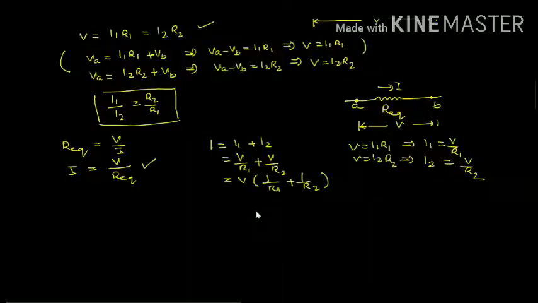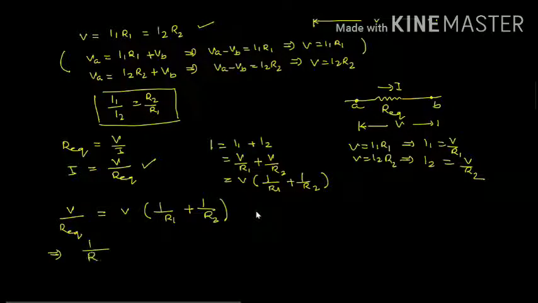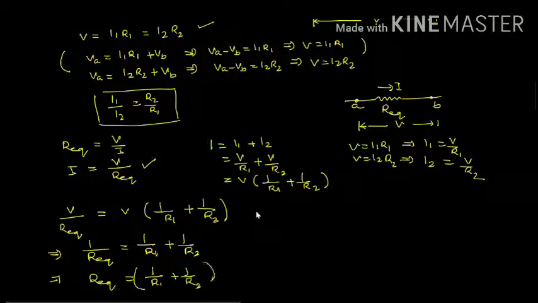Since I equal to V by R equivalent, in place of I we can write V by R equivalent is equal to V into 1 by R1 plus 1 by R2. This implies 1 by R equivalent is equal to 1 by R1 plus 1 by R2. So this is the suitable form for equivalent resistance. We can also write R equivalent is equal to 1 by R1 plus 1 by R2, to the power minus 1.